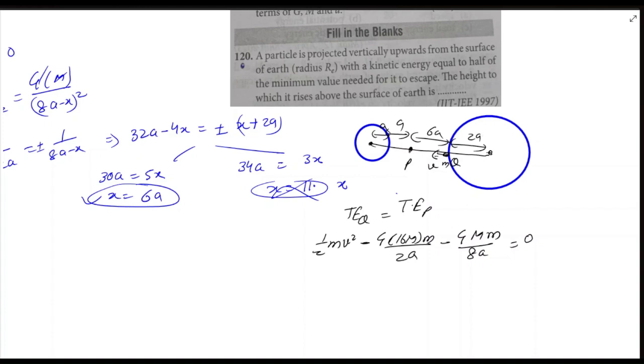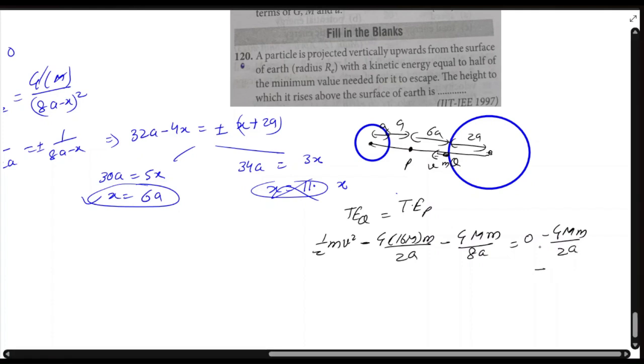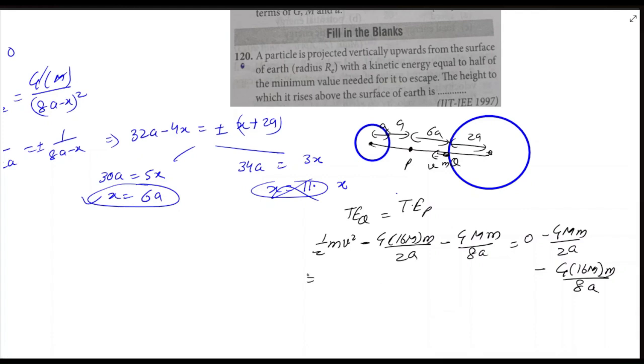Now the potential at P, due to the smaller sphere, will be minus G M small m upon, this is a, this is a, so it will be 2a, and due to the big sphere it will be minus G 16M small m upon 6 and 2, 8, right? So let's just solve here.